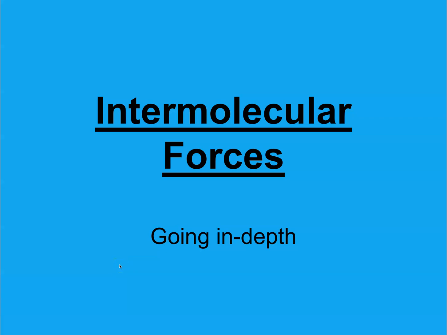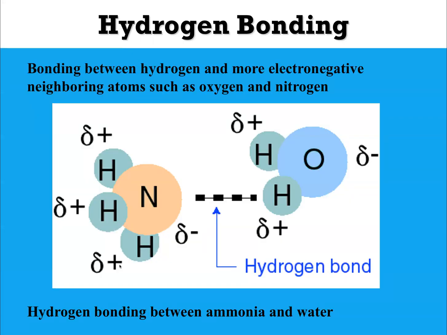Hello, here we go with N30, a continuation of intermolecular forces, or IMFs. This time we're going to go a little bit more in depth from the introduction we saw last time. So, the first IMF we're going to jump into is hydrogen bonding. Again, understand that hydrogen bonding requires hydrogen bonded to N, O, or F.